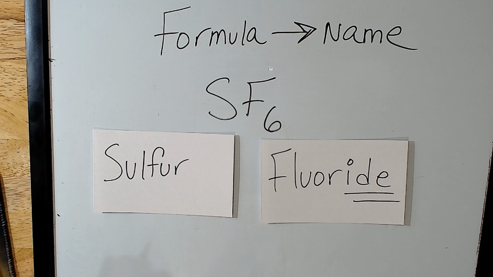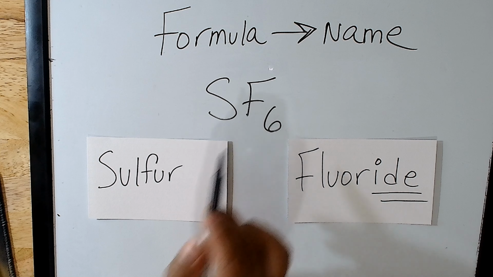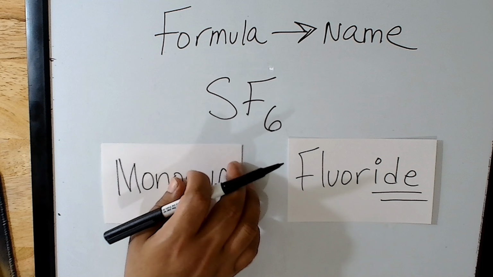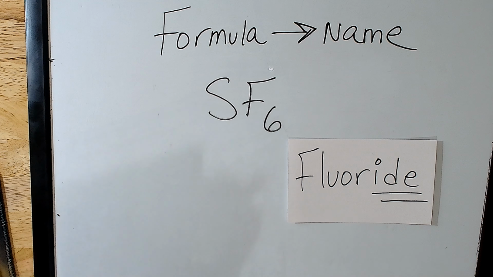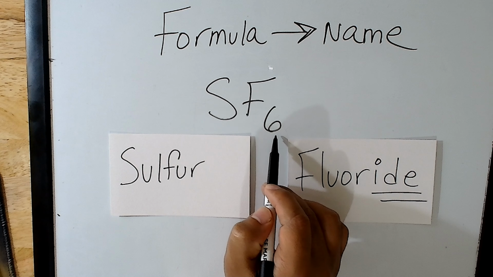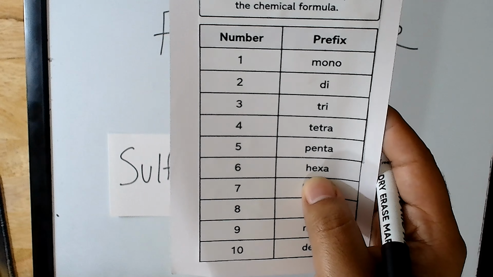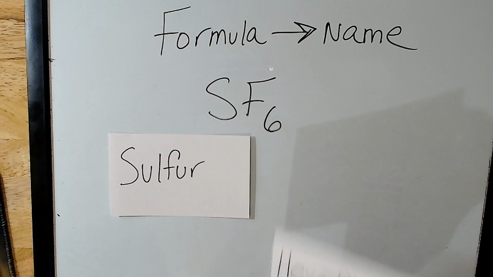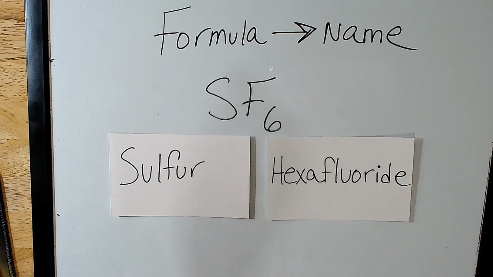Now for each element, we need to use the correct prefixes based on the subscripts of the chemical formula. There's technically a 1 understood here. However, the first element cannot have the prefix mono, so we're going to have to leave it as sulfur. I'm seeing a 6. Therefore, the number 6 is being represented by the prefix hexa. So I'm going to have the whole chemical name reading sulfur hexafluoride.